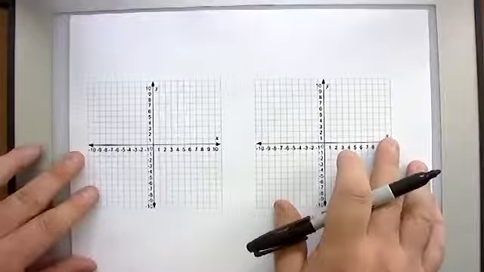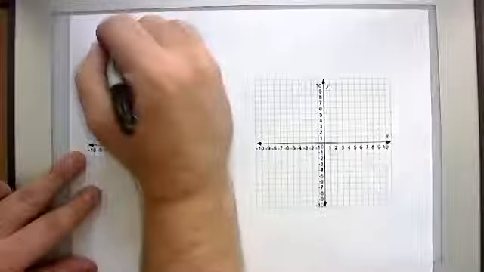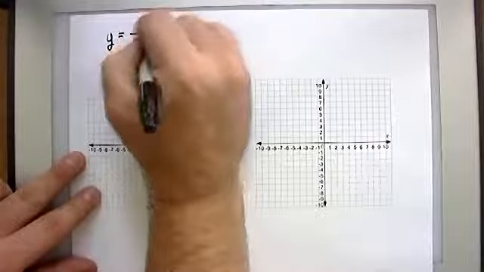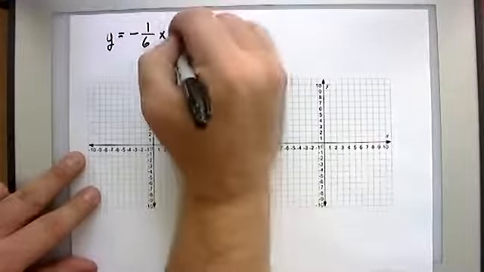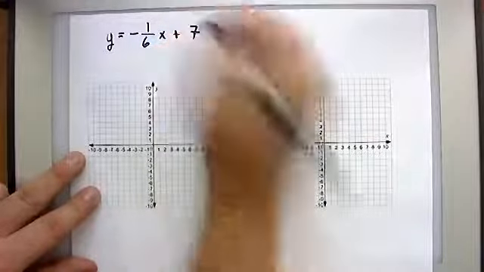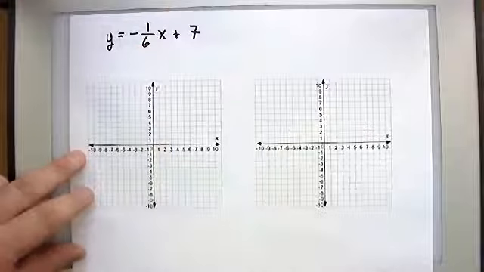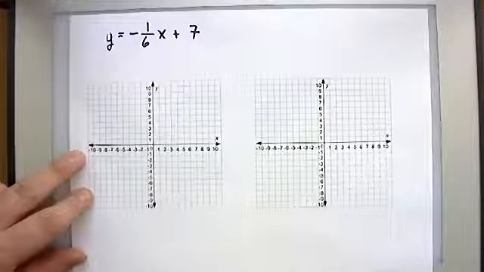Let's try y equals, let's do it like this. Let's throw one more little curveball in there, kind of get the last ugly thing out of the way. Once you do this, everything else should be fine. So y = -1/6x + 7. Let's go ahead and do this one.